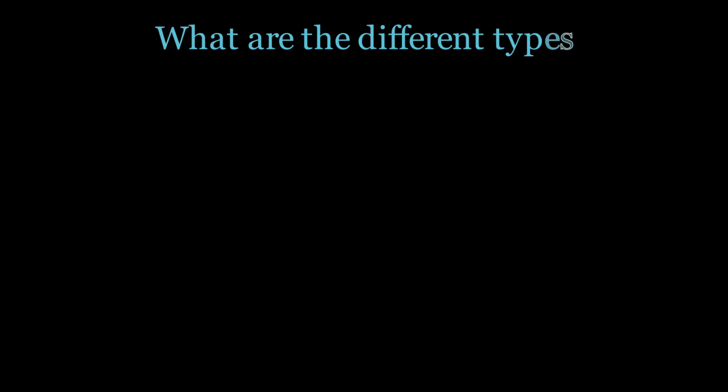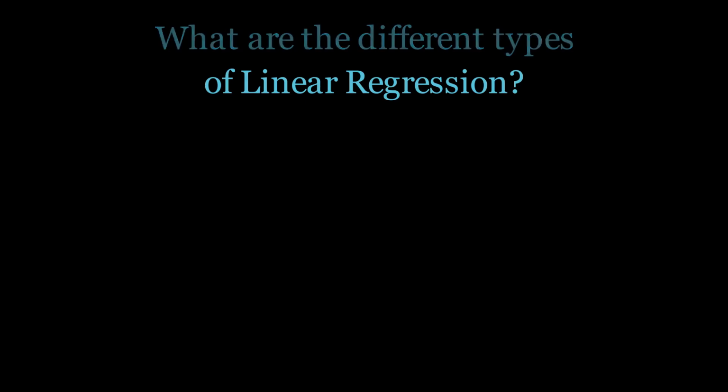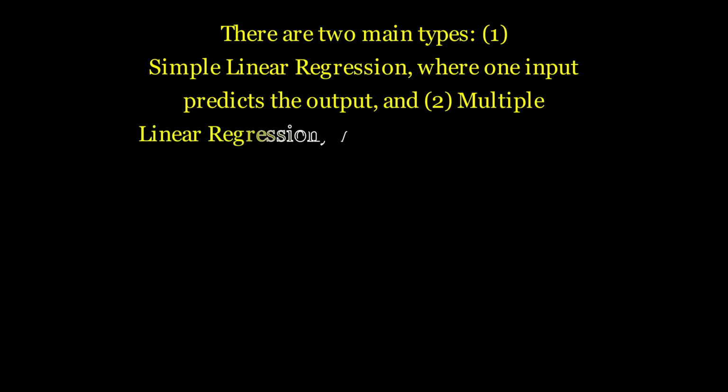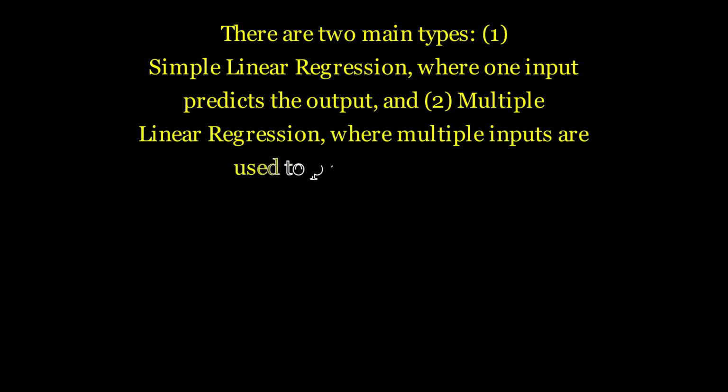What are the different types of linear regression? There are two main types. One is simple linear regression, where one input predicts the output, and two is multiple linear regression, where multiple inputs are used to predict the output.